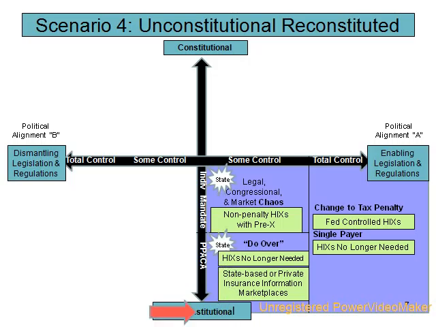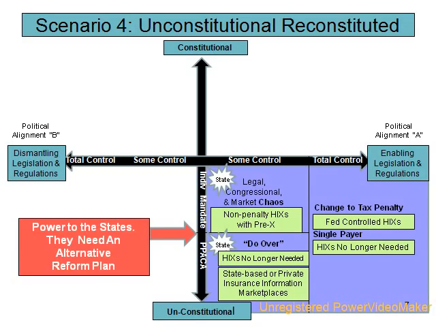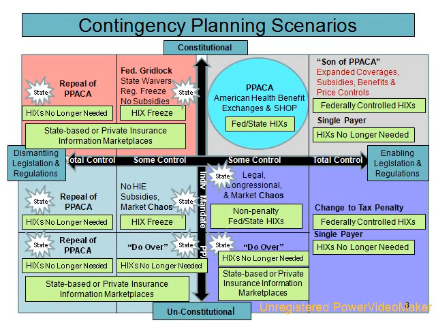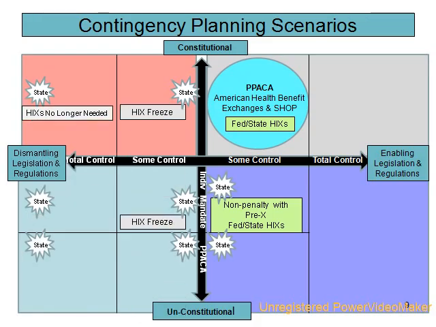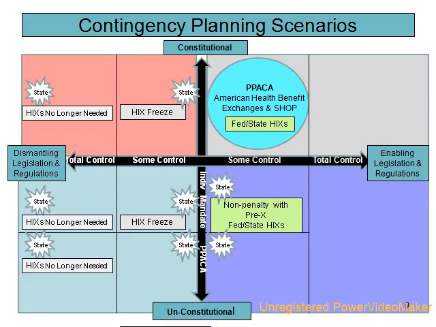In the first two scenarios we mentioned, again, the power is likely to go back to the states, and the states will need to have an alternative plan. So when you put all this together, you can see why this chart wasn't presented first. It gets a little bit complicated, but in all these different areas here, the states will take control, and you'll either have a freeze on health insurance exchanges established under PPACA, or those exchanges, the HIX as you will, are no longer needed under most of the scenarios.